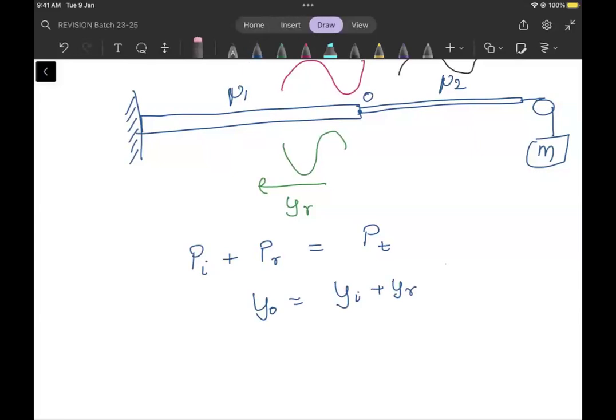ये मैंने इक्वेशन गलत लिख दिया है, तो लोग सो ही रहे हैं मुझे लग रहा है। Incident power will be equal to reflected power plus transmitted power, and y coordinate at point O will be y coordinate due to the incident wave plus y coordinate due to the reflected wave. This must be equal to the y coordinate of the transmitted wave, right?